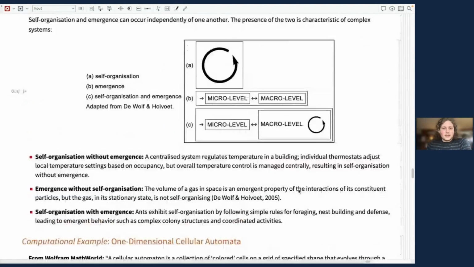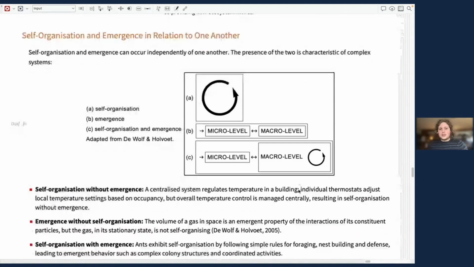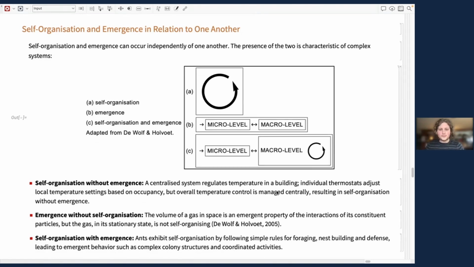I'm going to skip the section on self-organization and emergence in relation to one another. I just want to say that you can have self-organization without emergence. You can have emergence without self-organization. And you can also have self-organization with emergence. And typically when you have both of them, that's characteristic of what you see in complex systems.